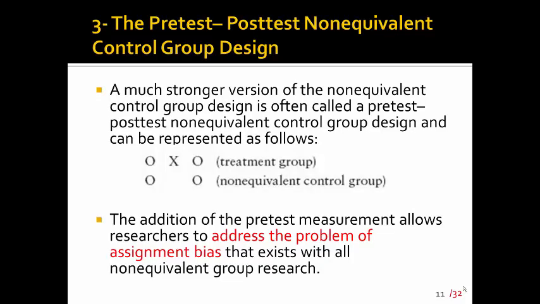The third type of non-experimental research is pre-test, post-test design. So again, here we don't have random assignments, so the groups are not totally equivalent or comparable. However, you give them a pre-test to make sure that before your treatment they are equal. So if before the treatment they are equal and after the treatment one group performs better, the difference could be attributed to the treatment. So this method takes care of the problem of assignment bias to some extent.